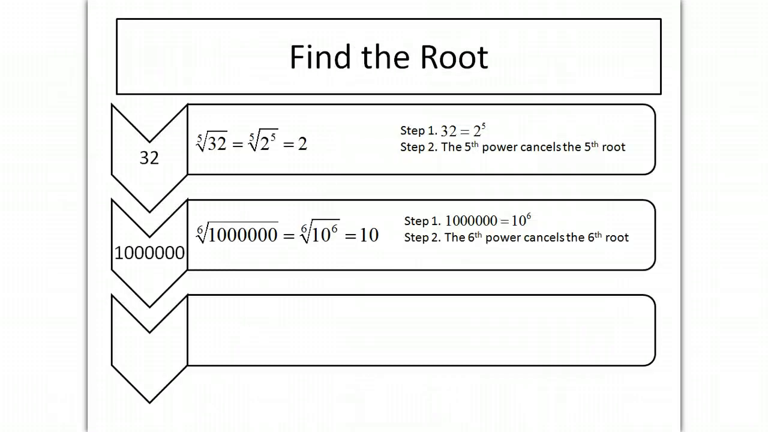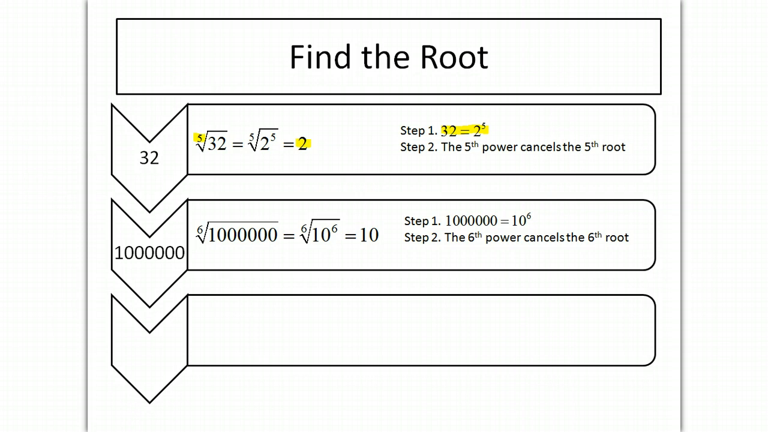If we want to find the fifth root of 32, the important thing to notice is that our root exponent is 5. So we need a power expression with a power of 5 that's equal to 32. Well, 2 to the 5th power equals 32. So if we change this to the 5th root of 2 to the 5th, our 5's cancel and we're left with the base, which is 2. So the 5th root of 32 is 2.